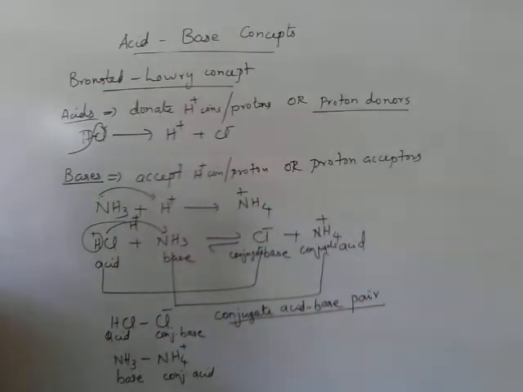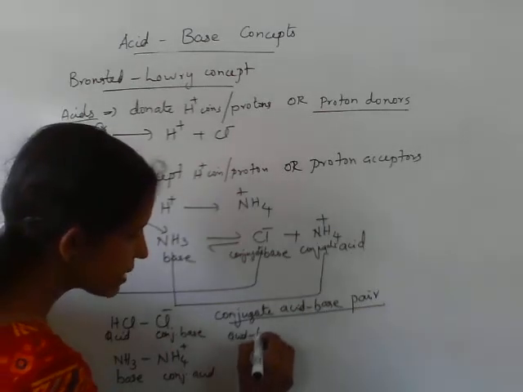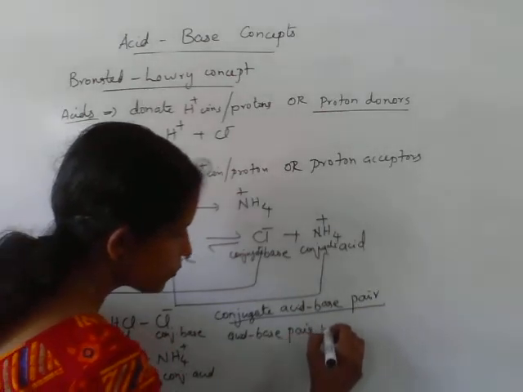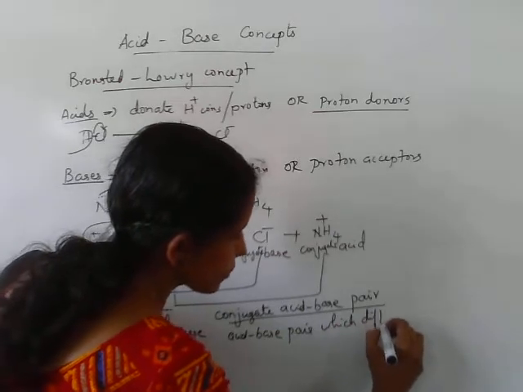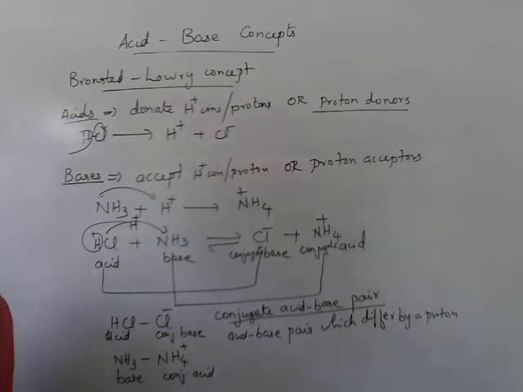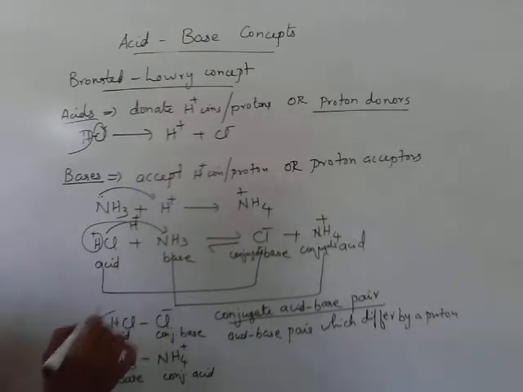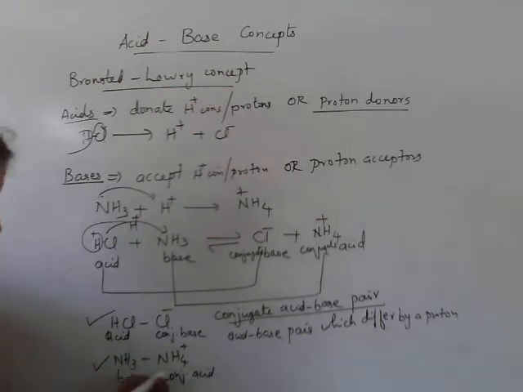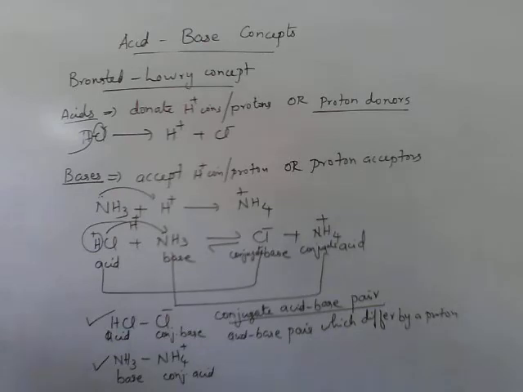What is a conjugate acid-base pair? The acid-base pair which differ by a proton is called a conjugate acid-base pair. So this is an example of a conjugate acid-base pair. Similarly, ammonia and ammonium ion. Here also these two differ by a proton. Ammonia when it accepts a proton becomes ammonium ion. Ammonium ion when it donates a proton becomes ammonia. That means these two acid and base differ by a proton. So this is another example of a conjugate acid-base pair.